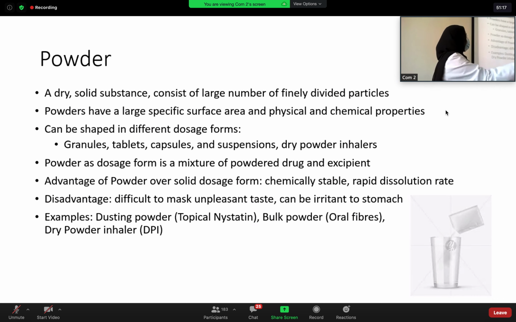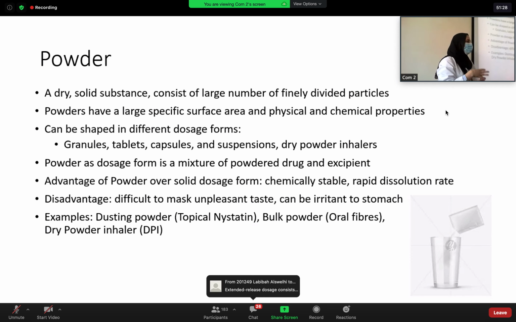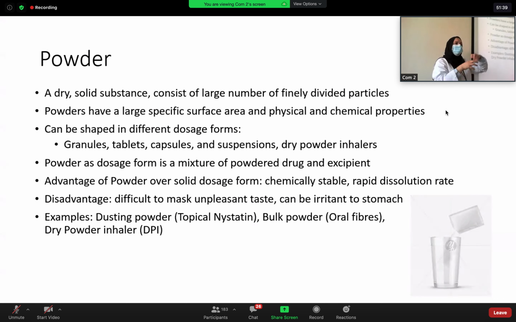As an advantage, again, as I said, it maintains the medication chemically stable until it's dissolved. It has a rapid dissolution rate, so once they are mixed, they will be dissolved. The disadvantage here, some of them might have an unpleasant taste, and that's difficult to mask. That's why some of them are formulated as granules to mask this taste or odor. Others can be irritant to the stomach, so that can be a disadvantage. In this situation, you would prefer to give an oral tablet or oral capsule of the same medication.